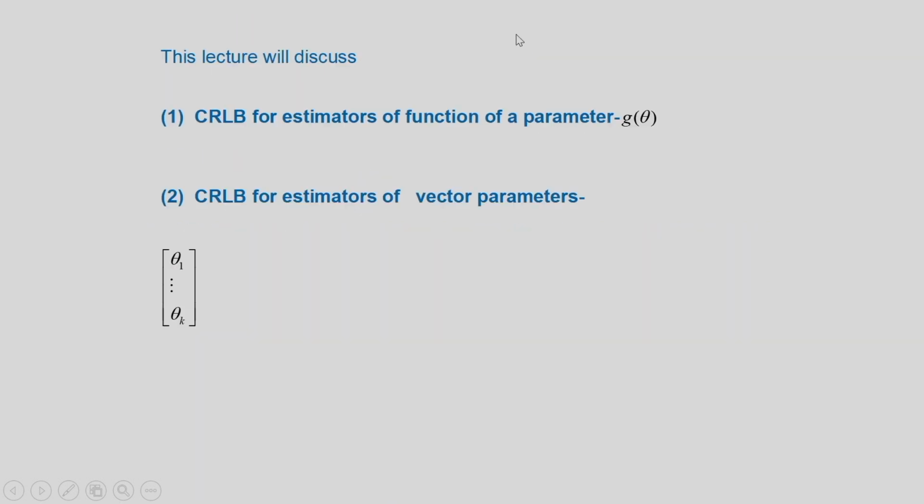In this lecture, we will discuss the Cramer lower bound for estimators of a function of a parameter, g(theta). Earlier we discussed the estimator for theta, but now we will discuss what the CRLB will be for an unbiased estimator of g(theta). The second thing we will discuss is the CRLB for estimators of vector parameters. Suppose multiple parameters are there, theta 1 up to theta k, which are arranged in a vector. What will be the CRLB for the unbiased estimators of this vector parameter?